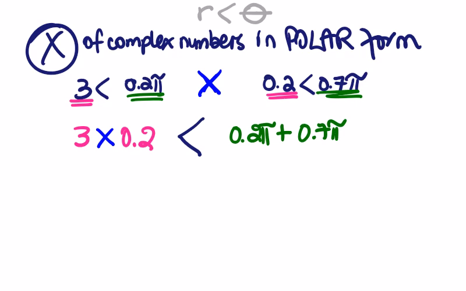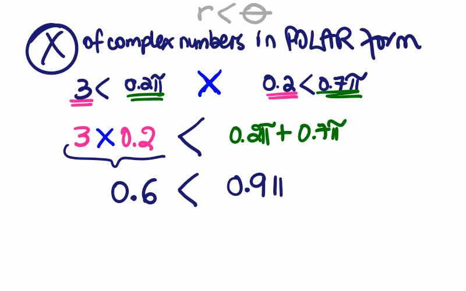So the r's are multiplied. So we get here 3 times 0.2, we get 0.6. And the thetas are added together. So 0.2 pi plus 0.7 pi gives us 0.9 pi. So as simple as that, we multiplied the r's to get 0.6 and we added the thetas to get 0.9 pi, and this is the product of those two complex numbers in polar form.